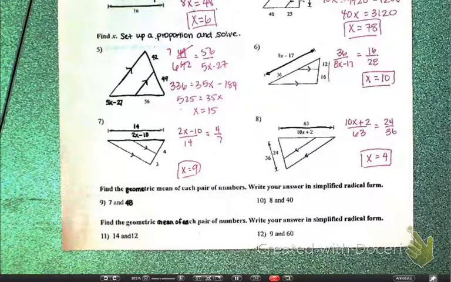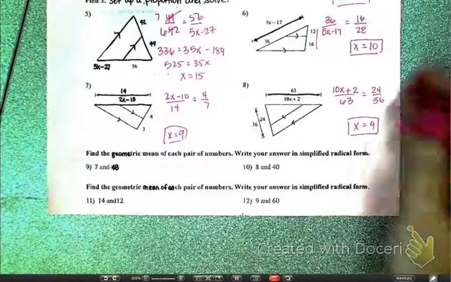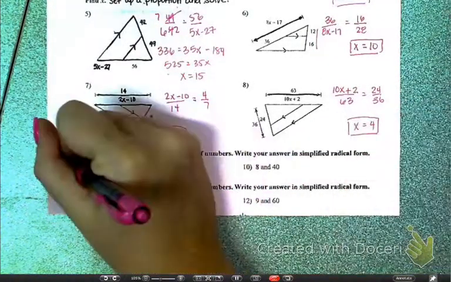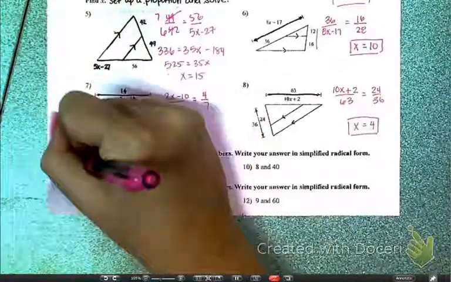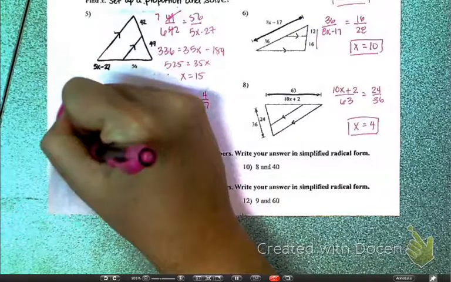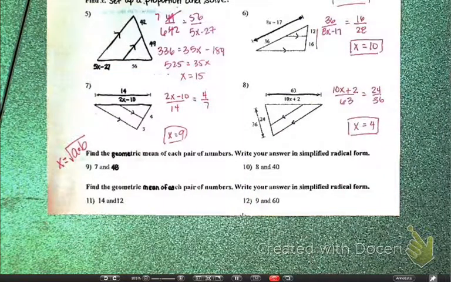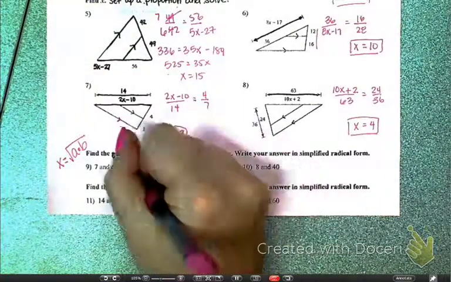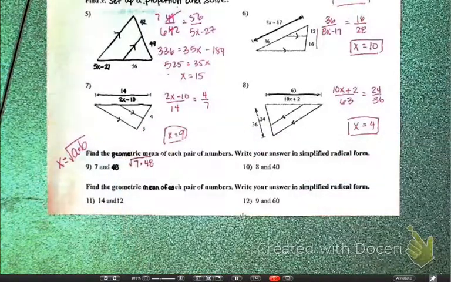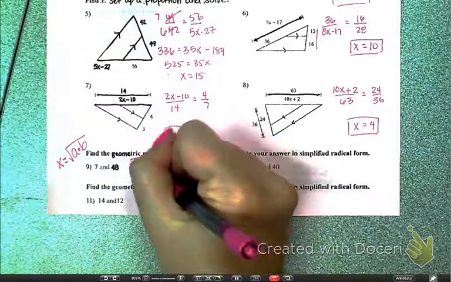Okay. Geometric mean. What is my equation or formula for geometric mean? x equals the square root of a times b. Okay? So x equals the square root of a times b. So here it would be the square root of 7 times 48. Now we talked about this after the fact. You can multiply that together, and then you're going to have to factor it out. So I'm just going to factor from here.